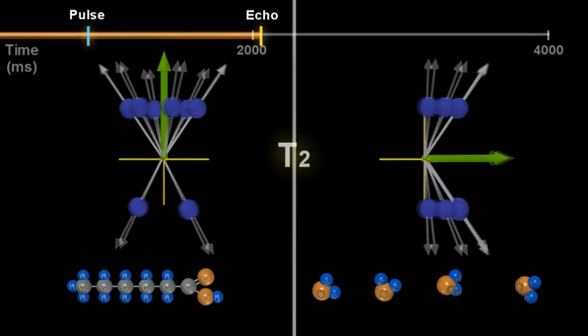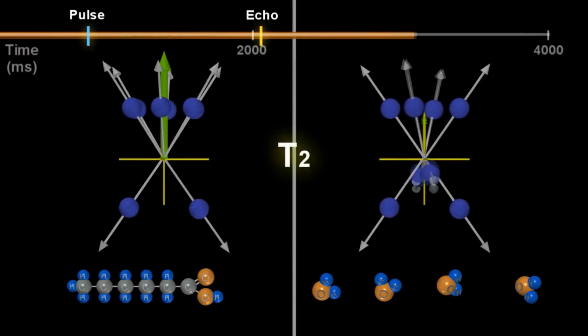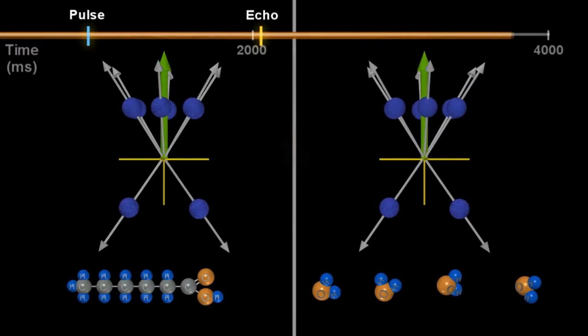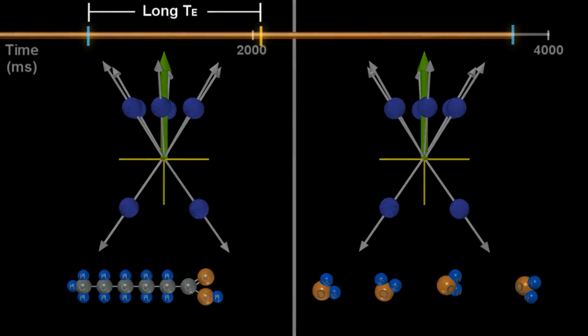Hence, to accentuate the different T2 relaxations of the protons in our bodies, we would wait a long period between radio pulses, referred to as a long repetition time TR, and wait a long time to listen for the return signal or echo, referred to as a long echo time TE, and these differences can be measured and recorded.